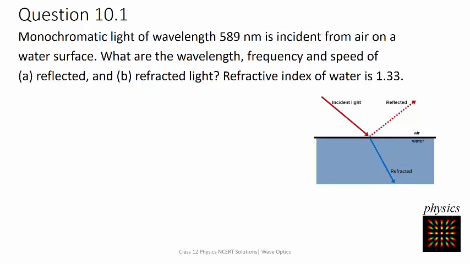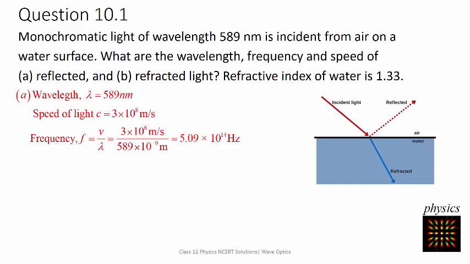Monochromatic light of wavelength 589 nanometer is incident from air on a water surface. The question is to find the wavelength, frequency, and the speed of the reflected as well as the refracted light. The refractive index is also given. We know that for reflected light, the wavelength and frequency are not going to be different, so we calculate as it is. The wavelength is given, speed of light is given, so you calculate frequency using the expression V over lambda. So we have the solution.